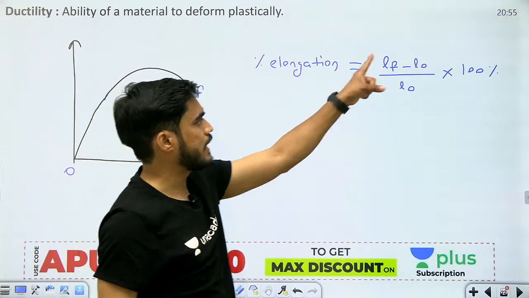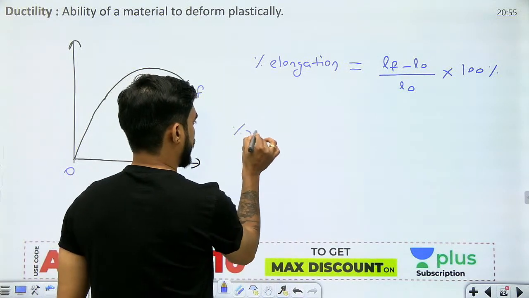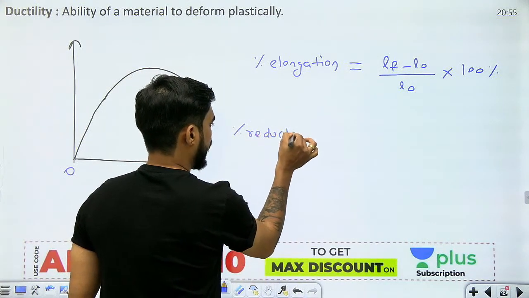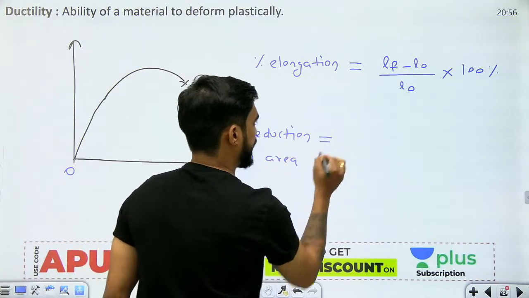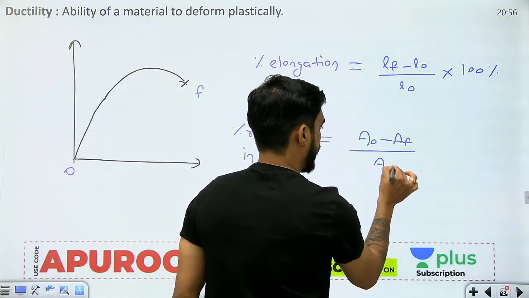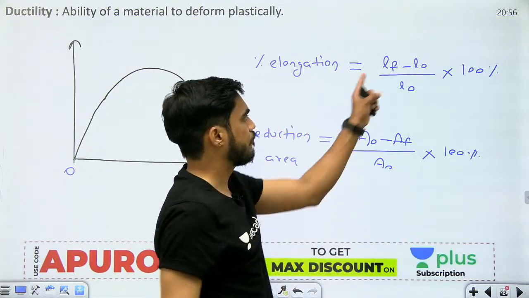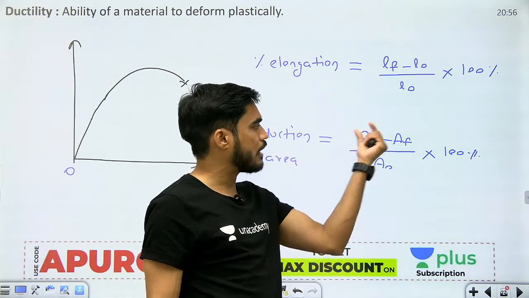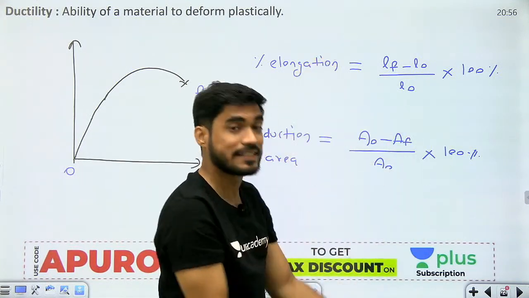Final length minus original length by original length into 100. Or you can also calculate it using percentage reduction in area. So it will be A original minus A final by A original into 100. Now beta, here I am writing L final minus L original, and here I am writing A original minus A final. Why? Because length is increasing but area is reducing.